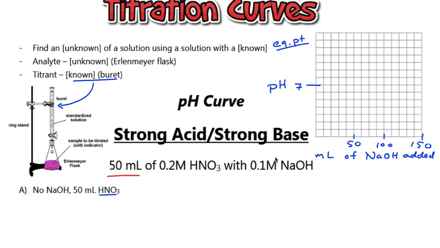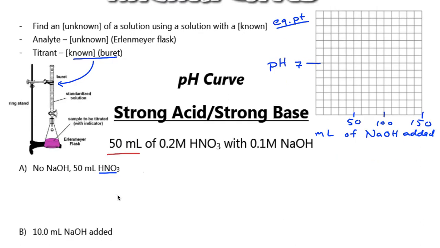So here we go. We're going to take 50 mL of a 0.2 molar nitric acid solution with a 0.1 molar NaOH solution. Now I know you're thinking, wait, you know both of these already. How? That doesn't make any sense. I understand that. But what we're trying to do is create a curve that we will do in lab later.